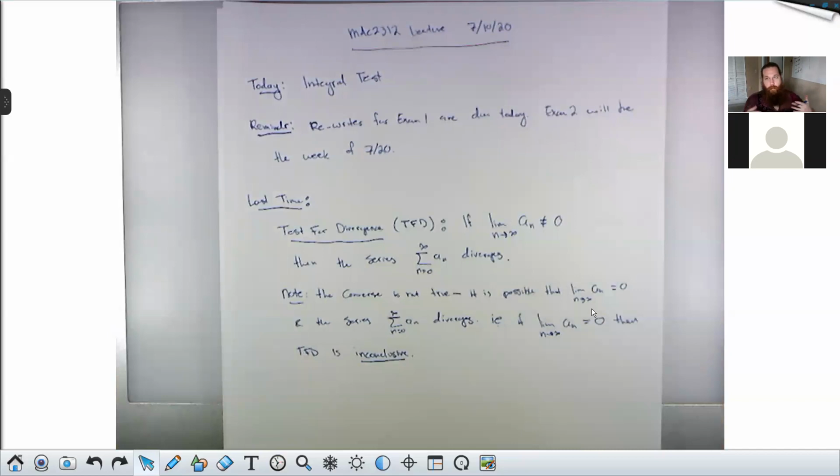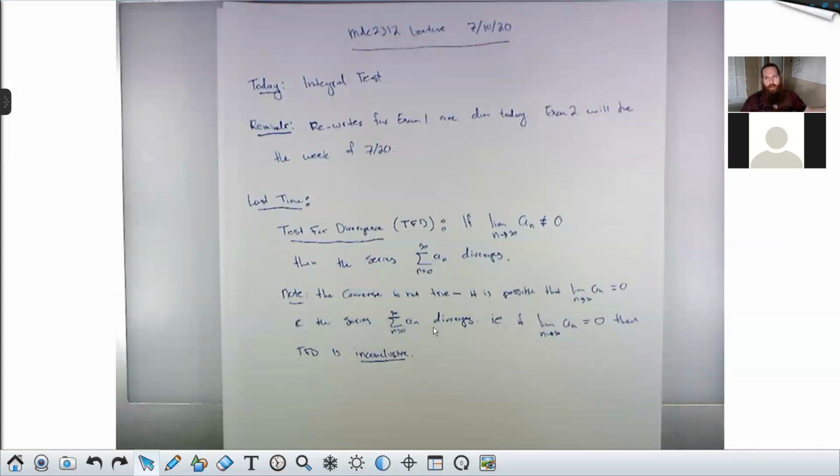It's a common true-false question on exam 2, hint, nudge, wink, whatever. If the limit as n goes to infinity of a_n equals 0, then sigma a_n converges. Not true, not at all true. What is true is that if the limit as n goes to infinity of a_n is not 0, then sigma a_n diverges. That is true. But the converse, if you flip the logic in that sentence around, is not a true statement.